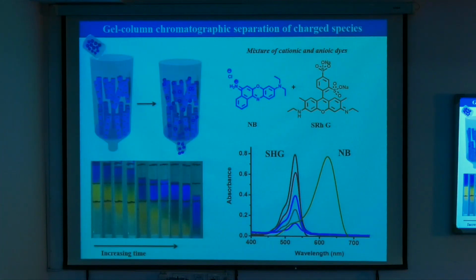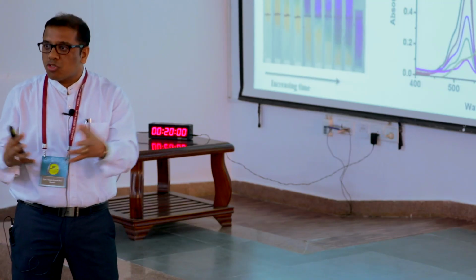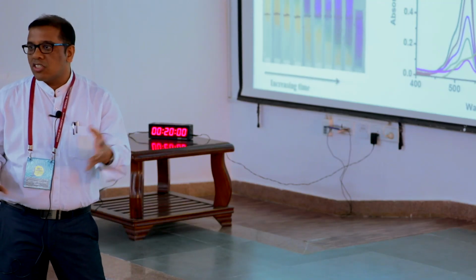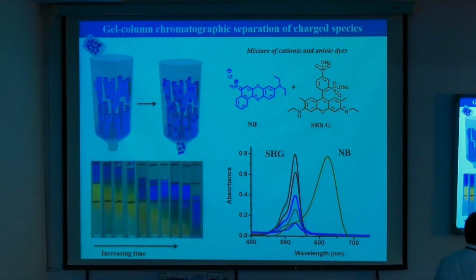Then we thought whether it is possible to separate a mixture of these things. So we took this two-dye mixture, one cationic and one anionic. Sulforhodamine G can easily pass through, but later on the Nile blue comes, and you can get this kind of separation from the two-dye mixture. Not only dyes, you can get such soft, weak interactions with different kinds of metal ions. One metal ion can go out, and one metal ion you can capture into the system.